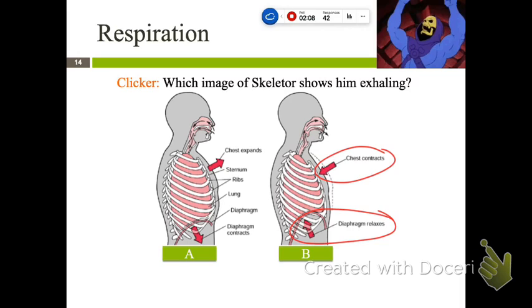What are the really obvious ones we can tell from this diagram? The arrows going out. Okay, there are also arrows showing air moving out, but I want you to think about more than that. In this diagram, when we compress our chest and our diaphragm compresses at the same time, then we're exhaling. Let's dig into that a little bit deeper.